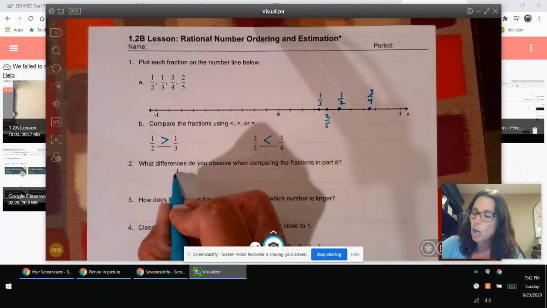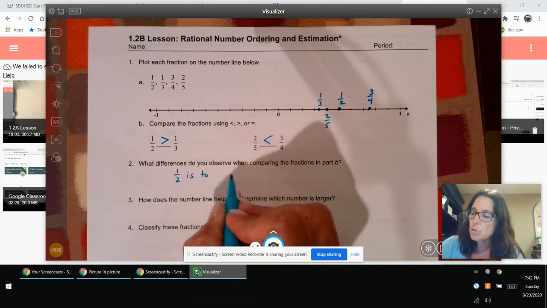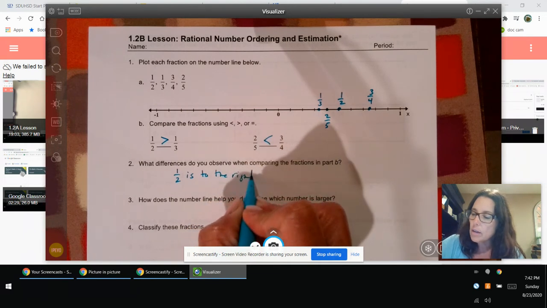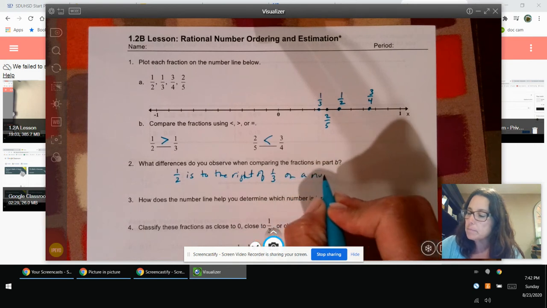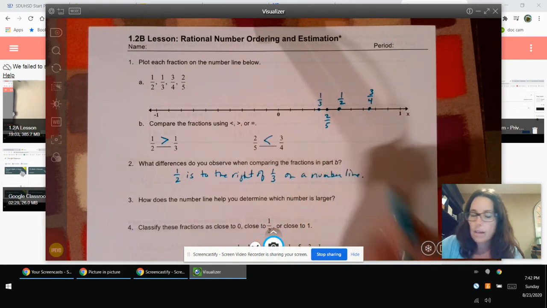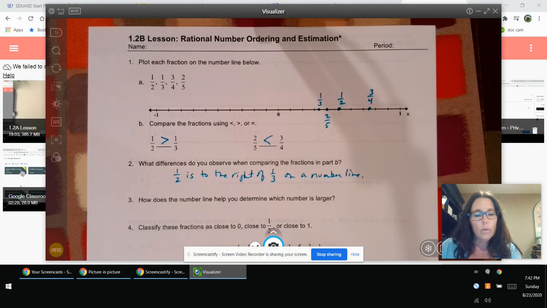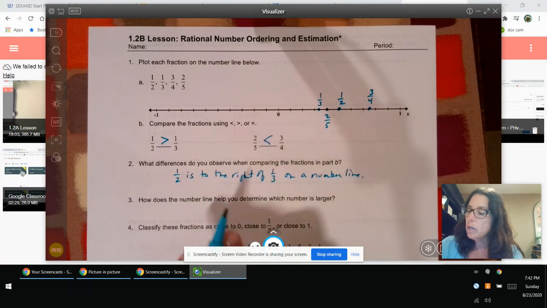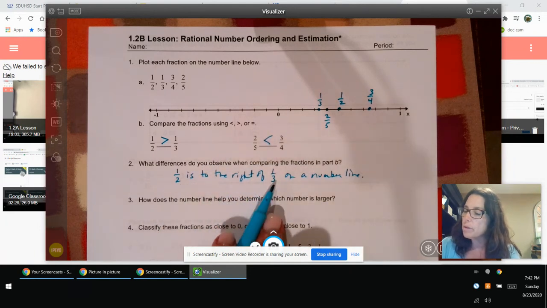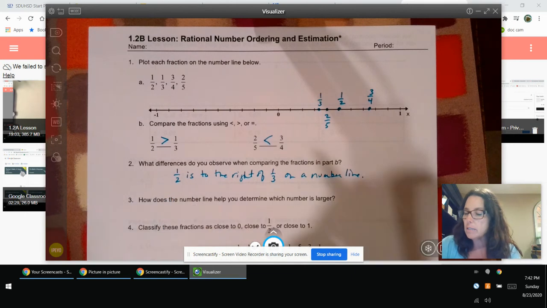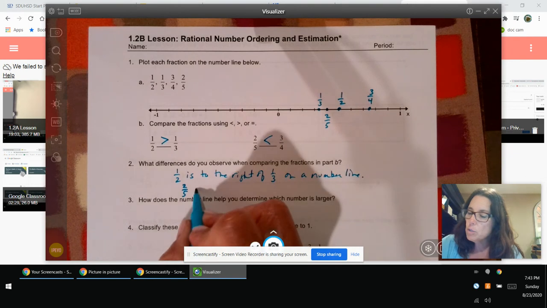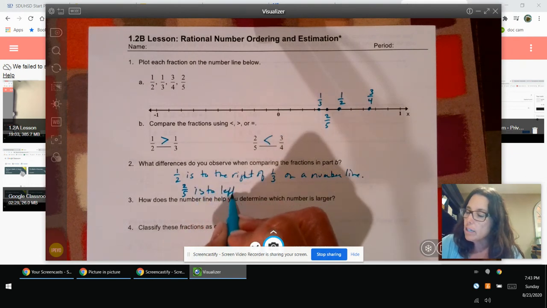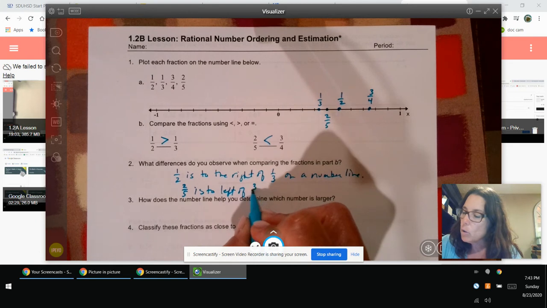So 1/2 is to the right of 1/3 on a number line. And then we could say 2/5 is to the left of 3/4. It doesn't matter which way we go. We could have easily said 1/3 is to the left of 1/2 on a number line. So either way. So 2/5 is to the left of 3/4 on a number line.